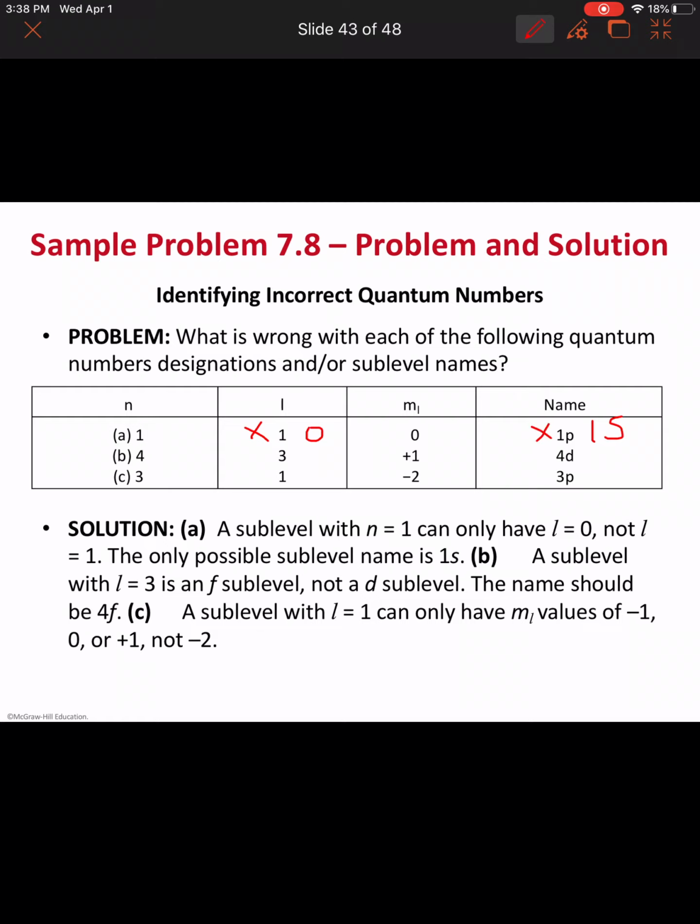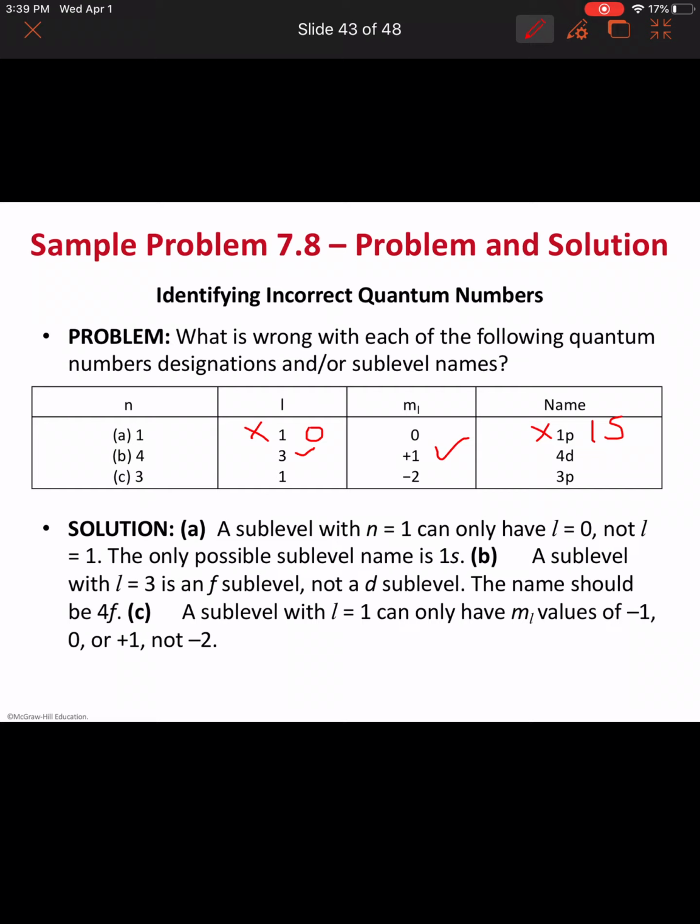Okay. And then the next one. Next one, you have n equals 4, L equals 3. If n equals 4, can L be 3? Yes, because it can go from 0 to n minus 1, which is 0 to 3. So this is correct. And can ML be plus 1 if L equals 3? Yes, because it can take values from plus 3 to minus 3. So plus 1 is included in it. So you can have plus 1.